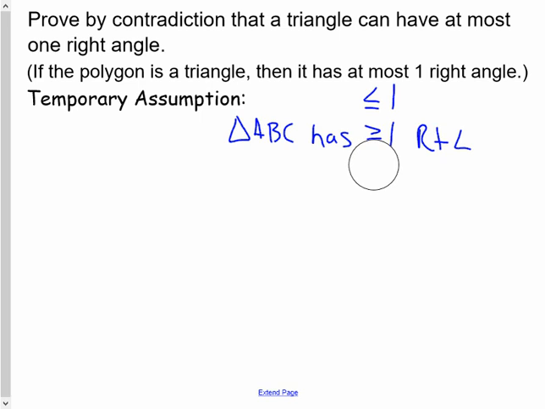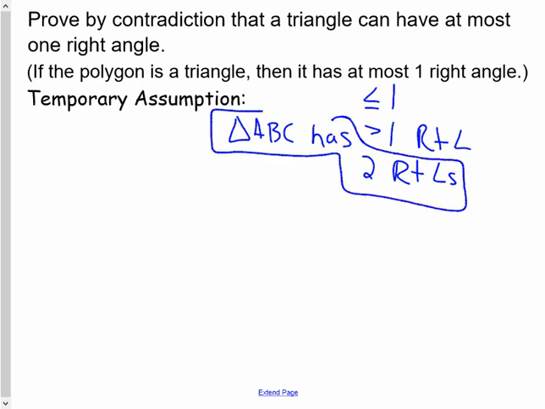We'll actually say greater than one right angle. Or you can even pick a number, like say 2. It's got 2 right angles, this triangle. Okay. Now this is where I would tend to generally go: just pick a number that works that's not less than or equal to 1. And then let's see how it breaks it.